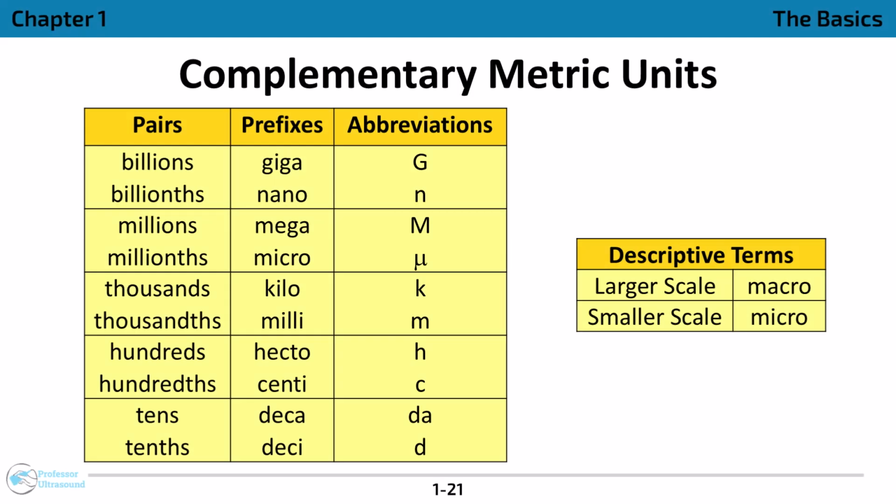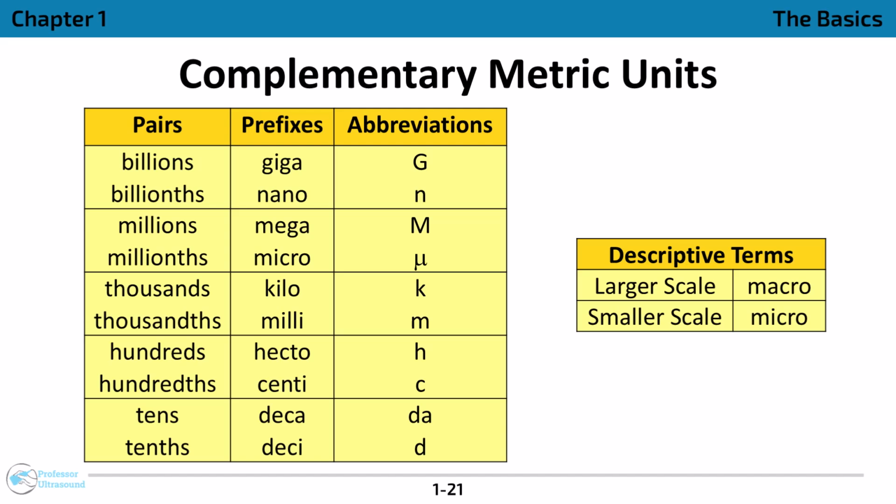One elegant feature of the metric system is that every large prefix has a corresponding small prefix. For example, giga represents 1 billion, nano represents 1 billionth. This symmetry makes the metric system remarkably intuitive and easy to use.